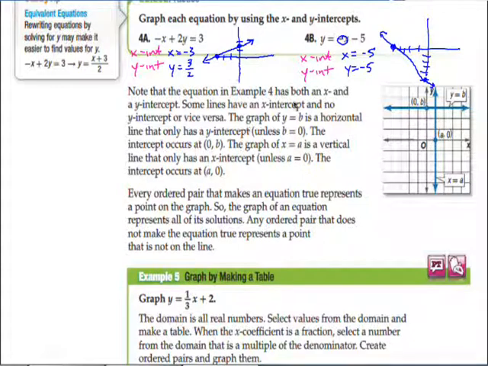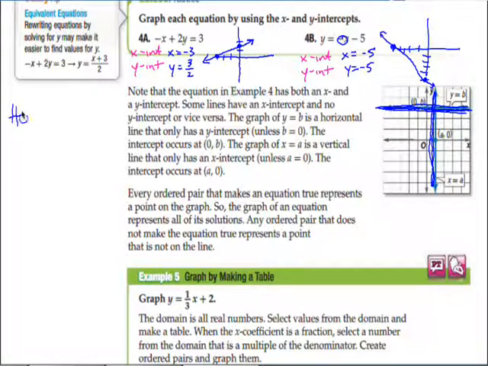Important thing to note that example 4 has both an x and a y-intercept. Some lines have an x-intercept and no y, and vice versa. These lines look like this. So anytime we have y equals a number, it's a horizontal line. That line is never going to intercept the x-axis. And the opposite can be said for x equals any number. X equals any number is a vertical line.